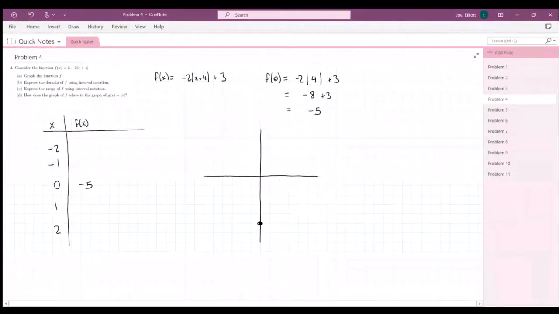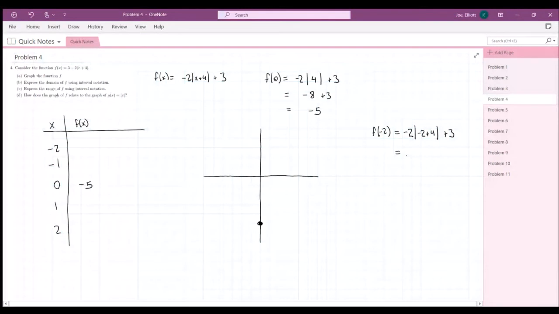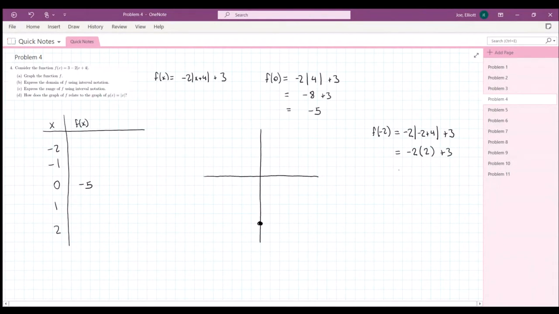Okay, so when x is negative 2, I guess I'll do those over here. So f of negative 2 would be negative 2 times the absolute value of negative 2 plus 4, plus 3, okay? Right, so that's negative 2 times 2, plus 3. So negative 4 plus 3 is negative 1, okay? So then the point negative 2, negative 1 is another point on the graph. So negative 2, negative 1. All right, perfect.